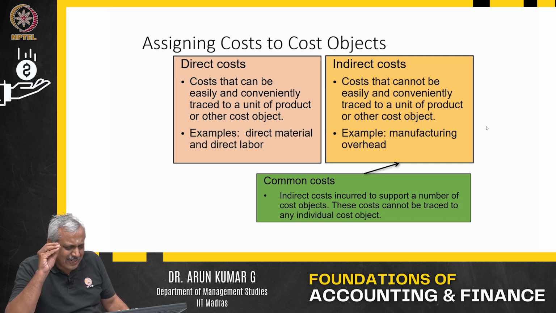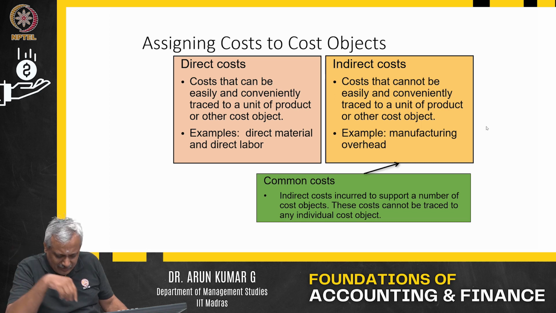Costs that can be easily and conveniently traced, with a linear relationship to the unit of the product or other cost objects, are called direct costs. Direct cost can be direct material or direct labor. Now, what is direct material? I told you, 5 granules of plastic to manufacture a pen is direct material.